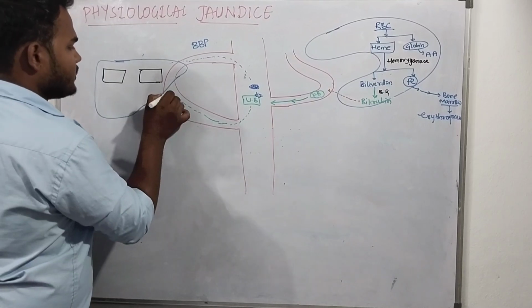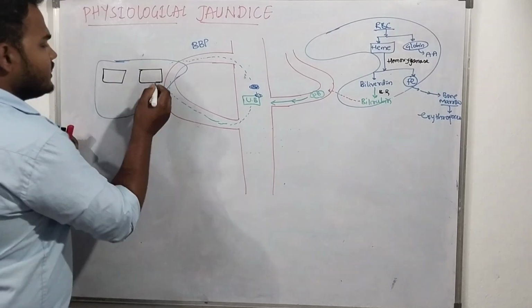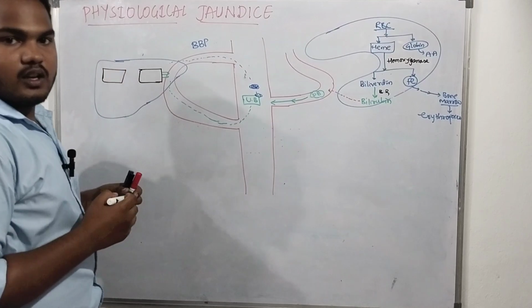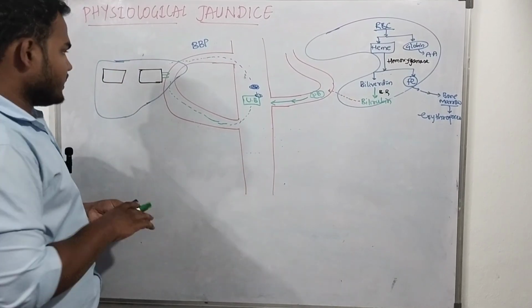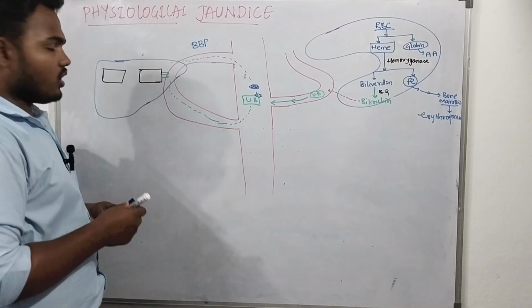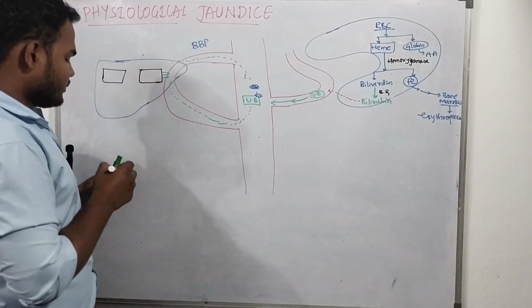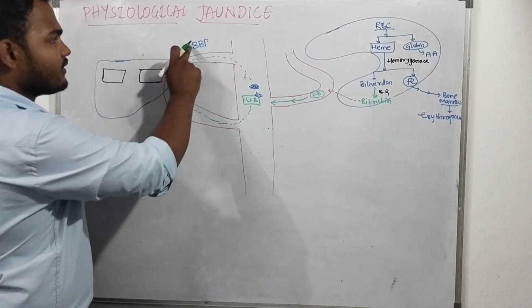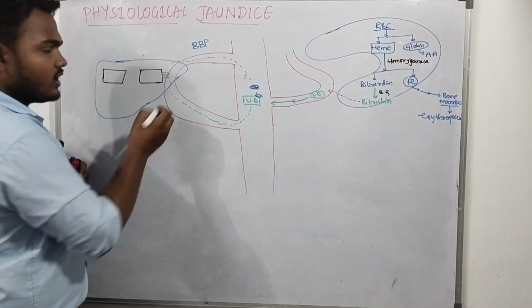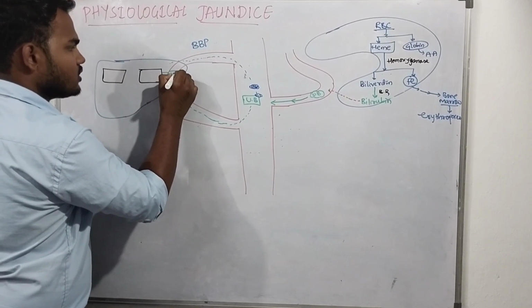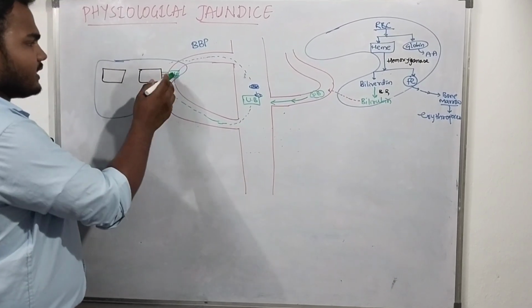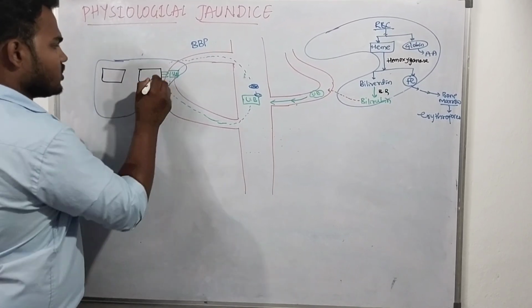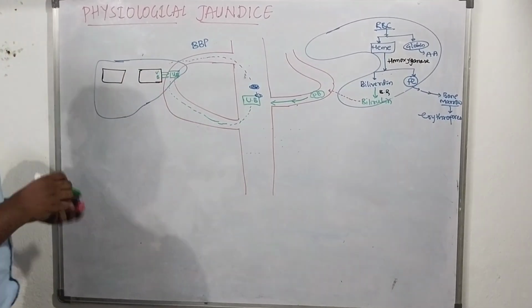Now this unconjugated bilirubin comes to this structure. There is a receptor present on one side of the hepatocytes, called the sinusoidal phase of the hepatocytes. The sinusoidal phase has a special receptor to bind the unconjugated bilirubin bound with the plasma protein. It is bound to this receptor, and the receptor takes up the unconjugated bilirubin into the hepatocytes. Now the unconjugated bilirubin comes into the hepatocyte.